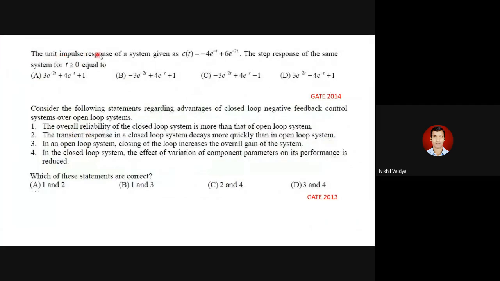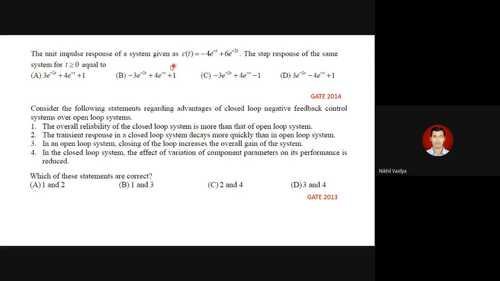See, the unit impulse response of the system is mentioned. They are asking for the step response of the same system. Now, if we are to calculate the step response of this particular system, so we are going to take what? Integration of this. So this is the hint I am giving you.